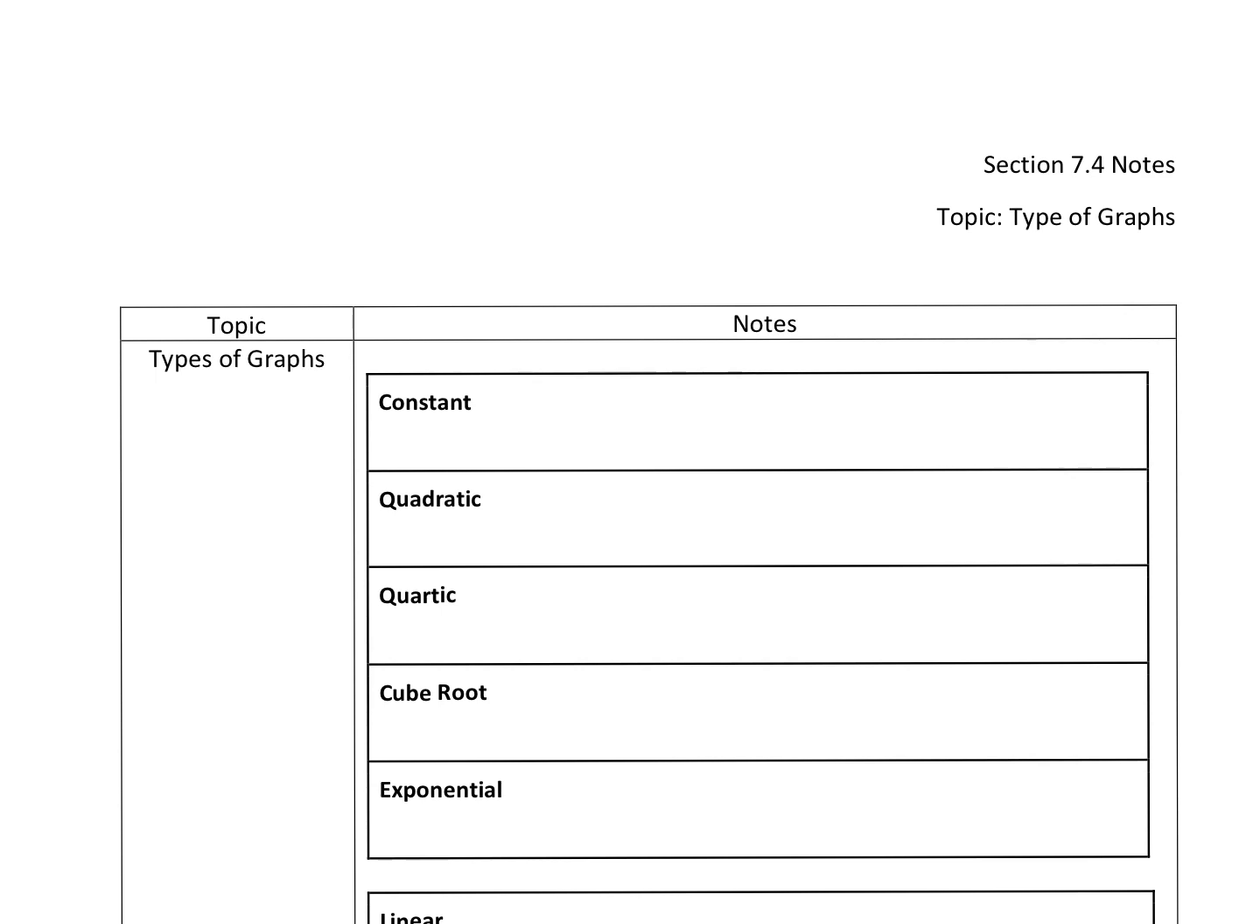First thing we're going to do on 7.4 is we're just going to review all the types of graphs that we've learned this year, okay? We're going to just talk about them briefly, talk about what shape that they are, okay? And hopefully some of this starts coming back to us. So, first one is what we call a constant. What does a constant look like?